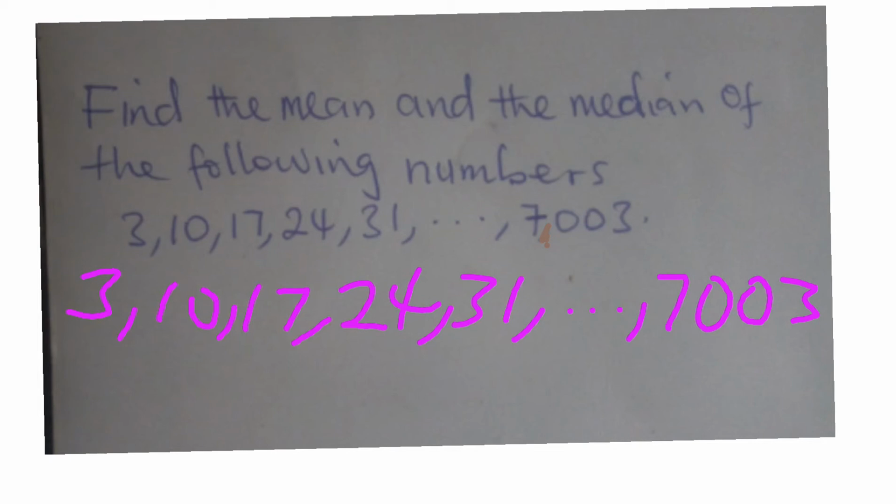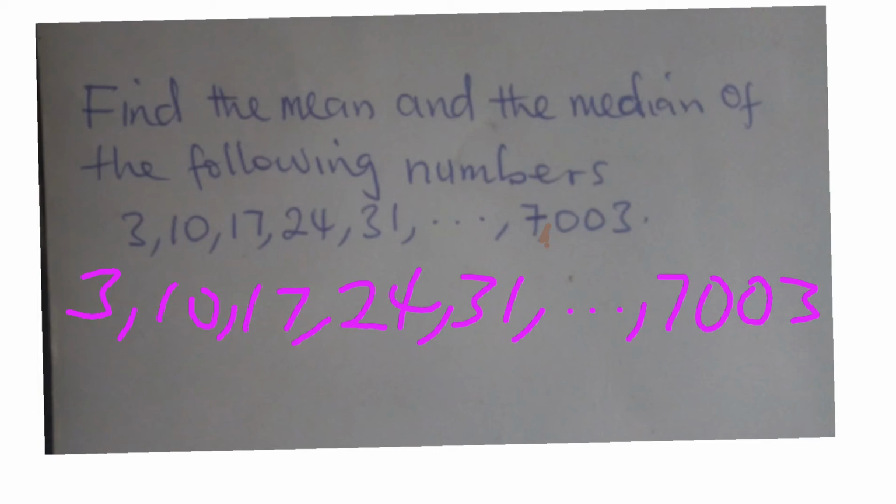Today we are going to look at a different video. This is the continuation of the last video. Remember, the last video was on mean and median. So today we are going to look at how to solve this particular question. The question says, find the mean and the median of the following numbers: 3, 10, 17, 24, 31, up to 7,003. So now, how do we find the mean and the median of these numbers?